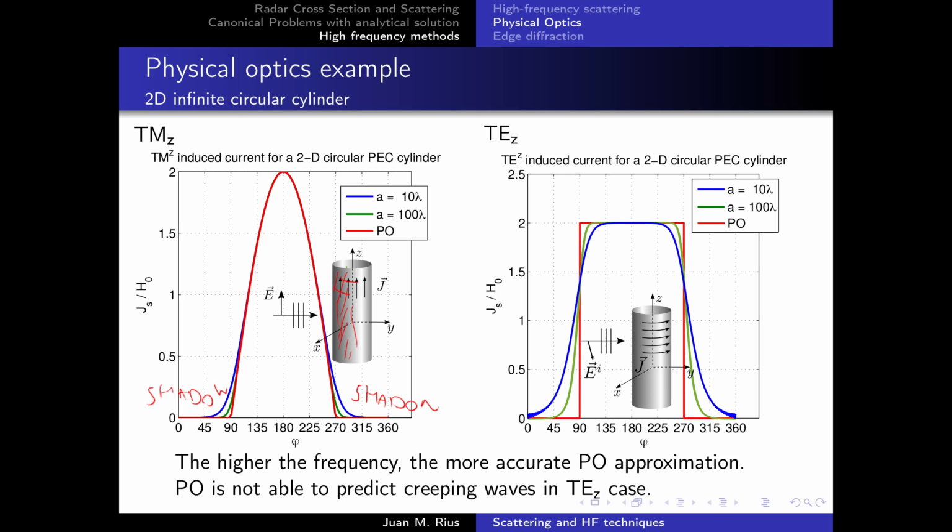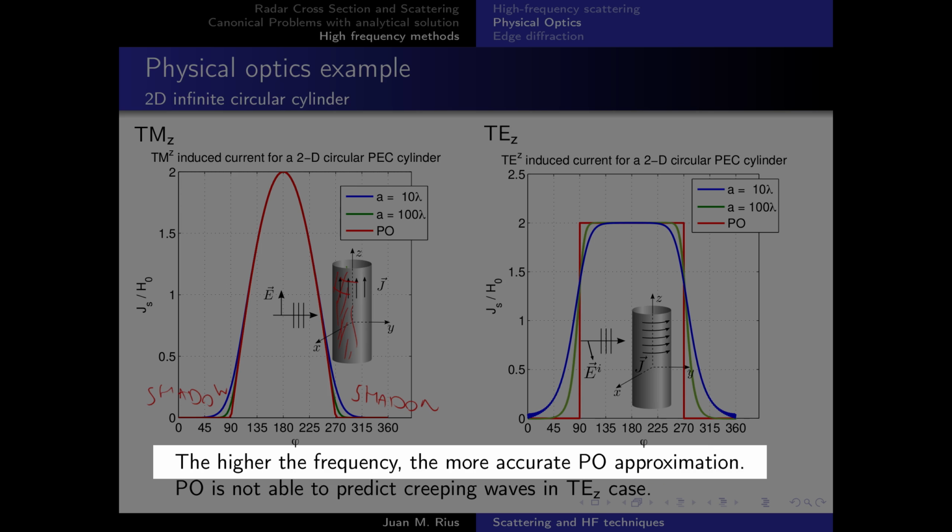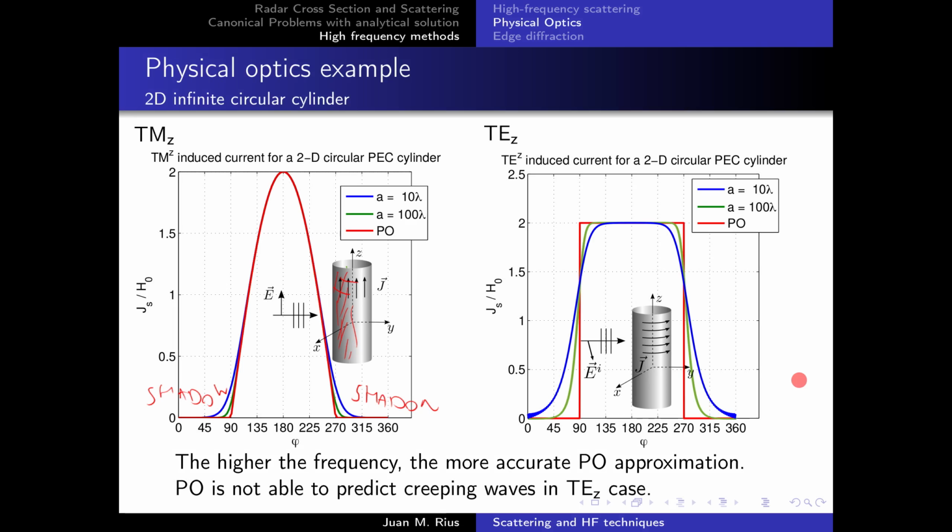But what's important is that the higher the frequency, the more accurate the physical optics approximation. In the TE case, we also have in red color the physical optics approximation. Now we can observe that in green color we have the analytical solution for 100 lambda radius. It is close to the physical optics approximation, but not as close as in the TM case. And the same happens, but worse, for radius 10 lambda.